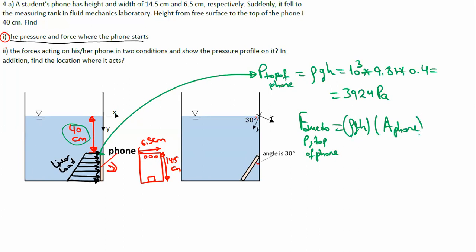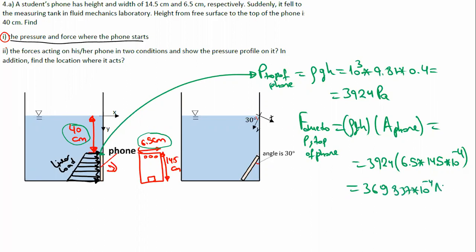I know this part, which is 3924, and the area of the phone is 14.5 centimeters multiplied by 6.5 centimeters. You can see the dimensions here: 6.5 centimeters for the width and 14.5 centimeters for the height. So it will be 6.5 multiplied by 14.5. These are centimeters, so I should convert to meters, which gives 10 to the negative 4. With this, you will get the force that acts at the top part of the phone, which is 609.837 times 10 to the negative 4 newtons, or about 37 newtons. This is a small force that acts at the top of the phone.